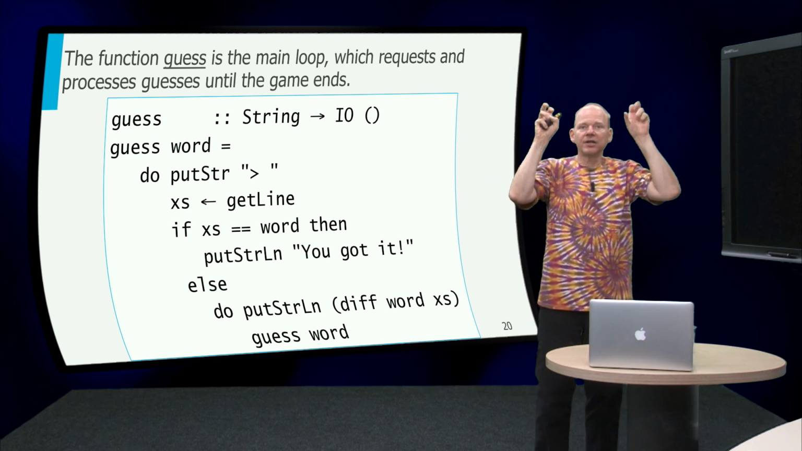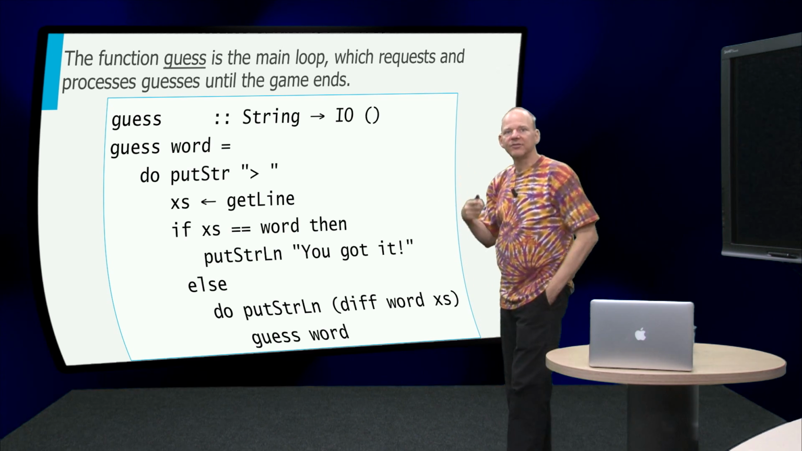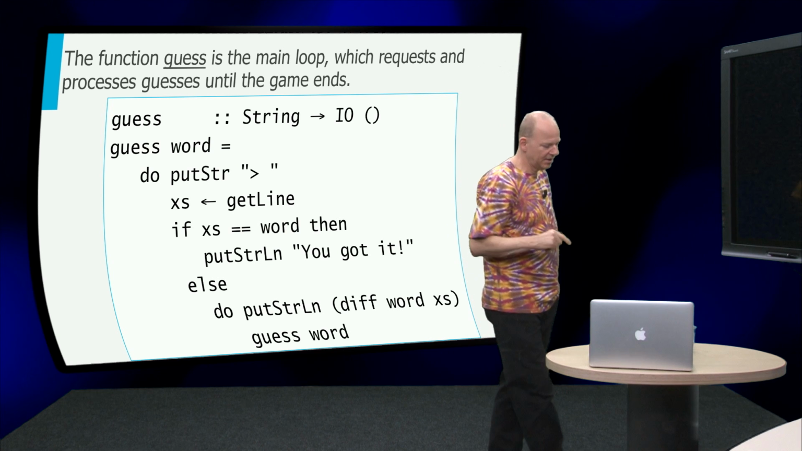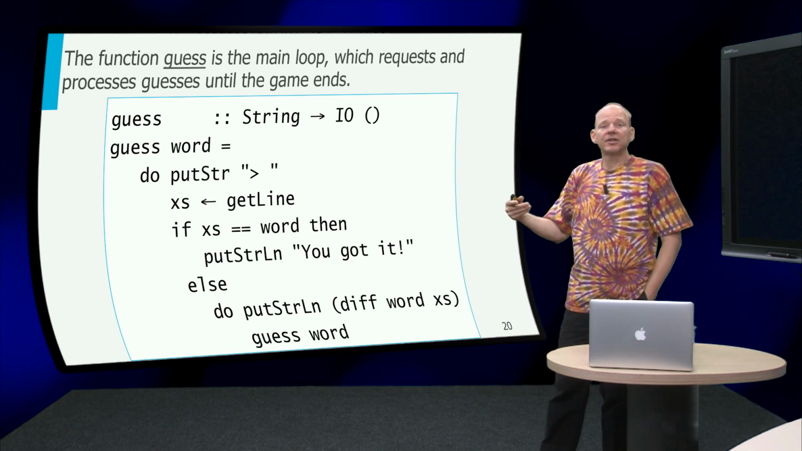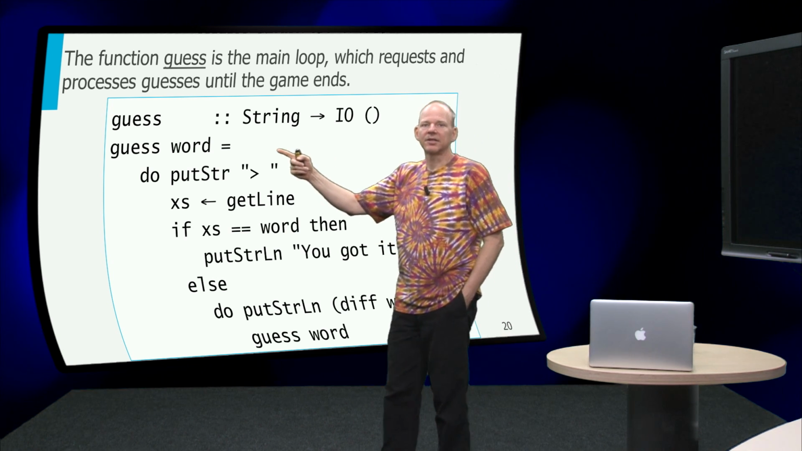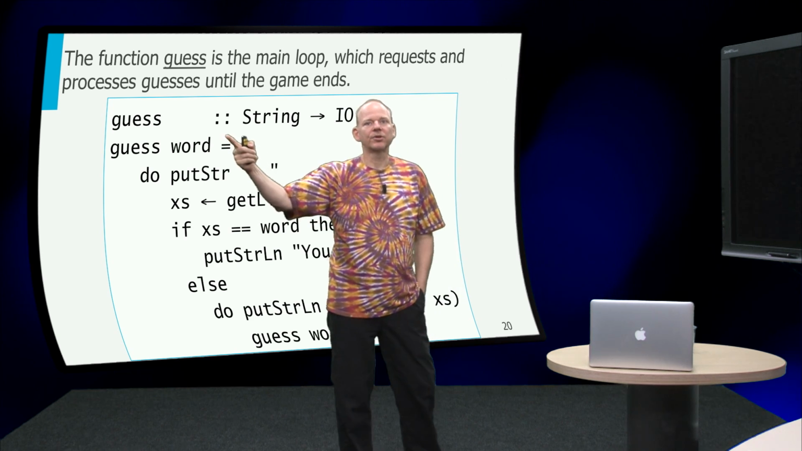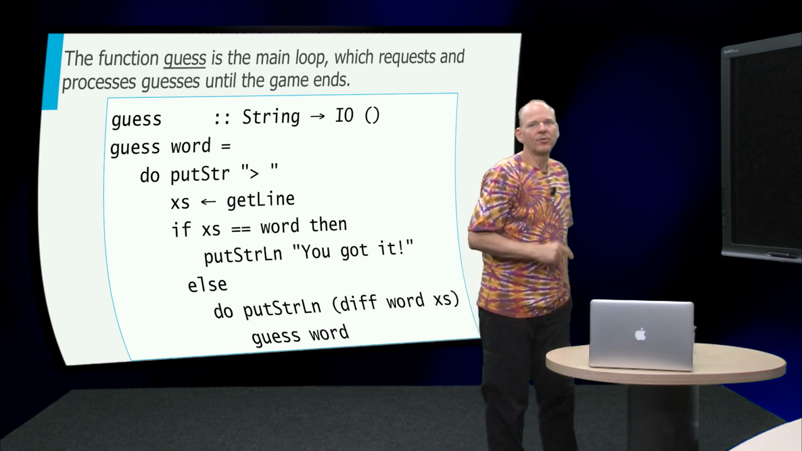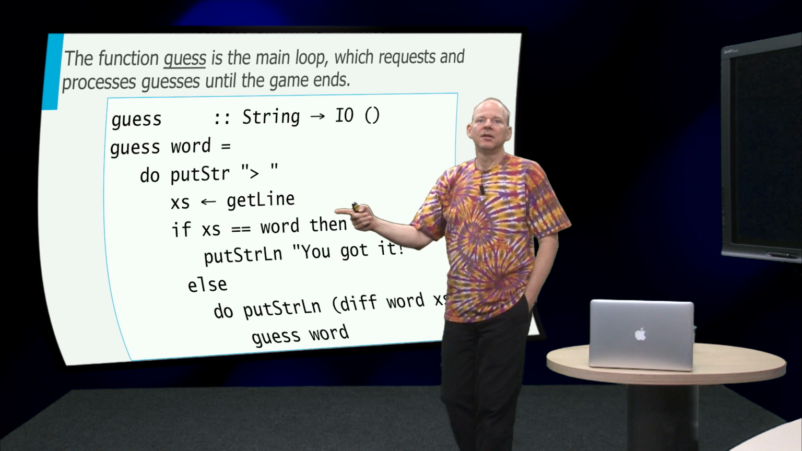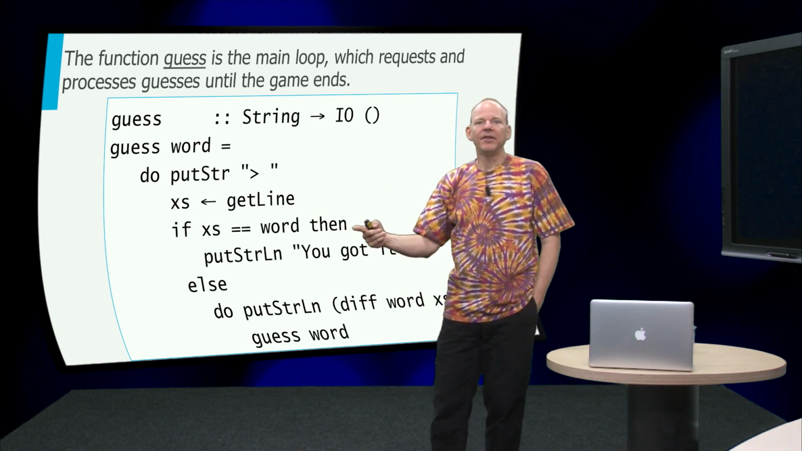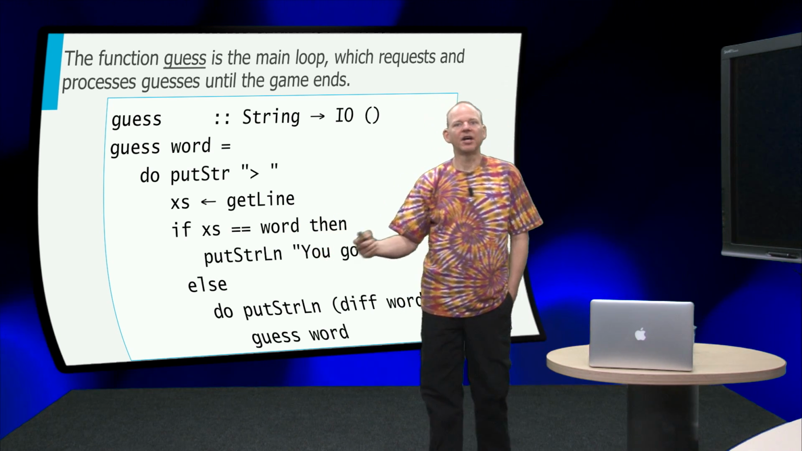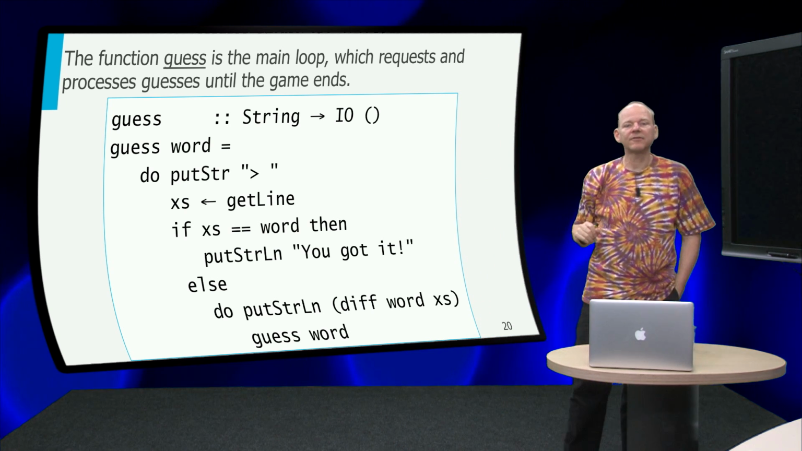So guess is the game loop which requests guesses and then checks whether the guesses are right, until the player has found the right answer. So let's look at the code. We guess the word. So this word was the secret word that we read. What we do is we print a prompt on the screen. We read the guess. And then if the word that we typed in was the secret word, we're done. So we say, oh, congratulations, you got it.